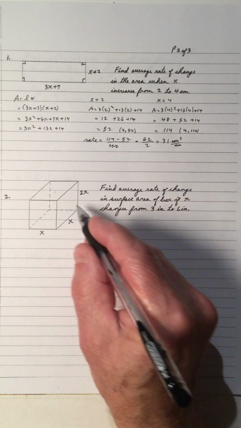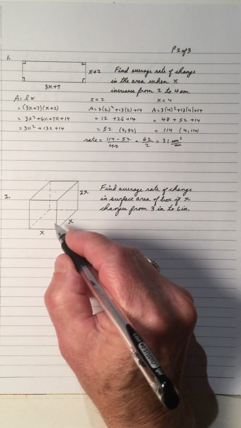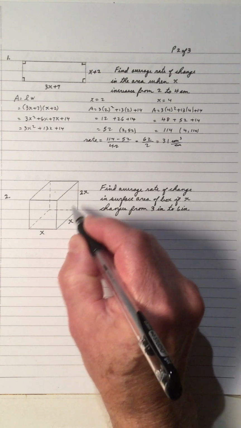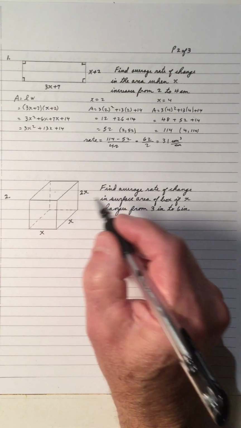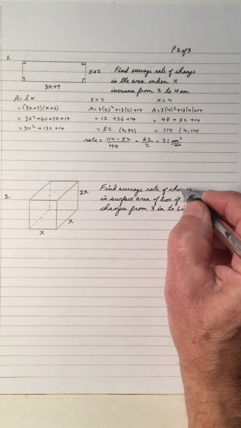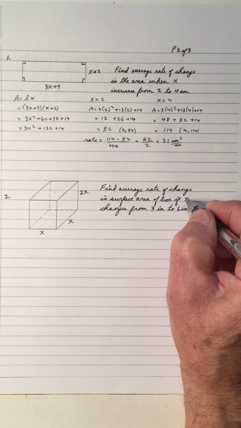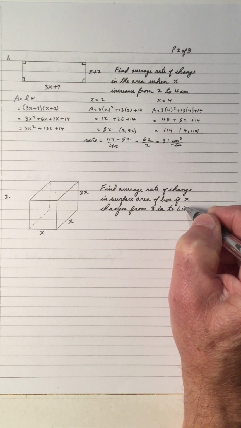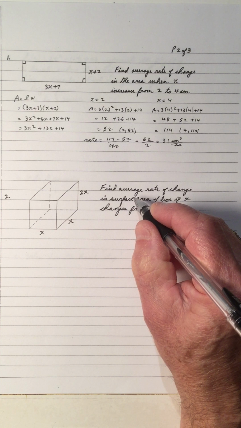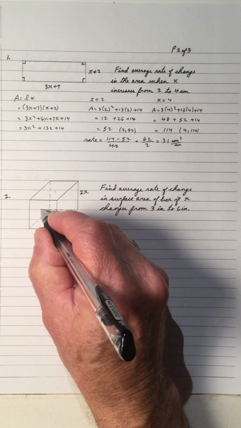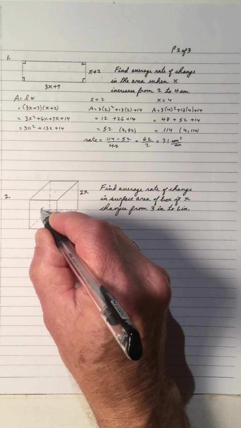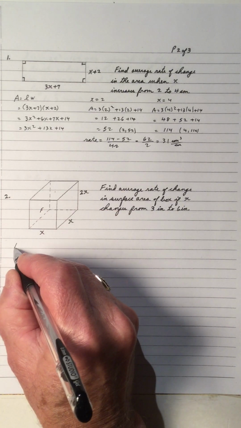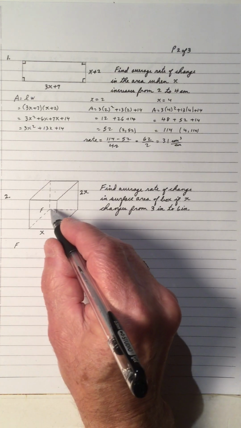Number 2, we have a rectangular box, and notice that the base is a square with a height of 2x, so it's a rectangular box. Find the average rate of change in the surface area of the box if x changes from 3 inches to 6 inches. So the surface area. So let's call this face right here F, that's the front face.